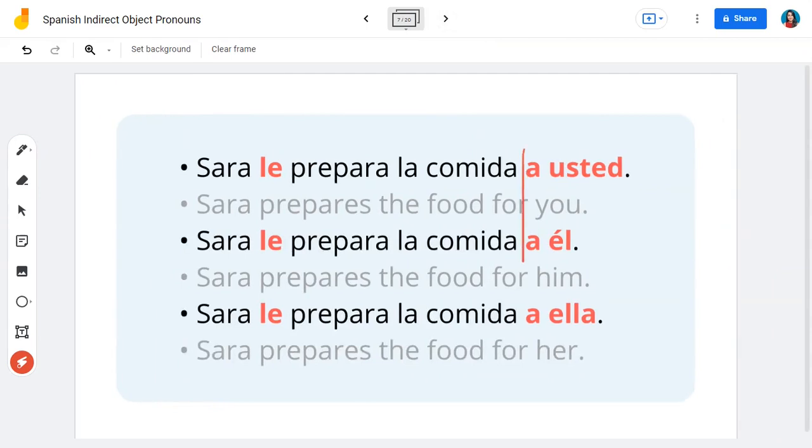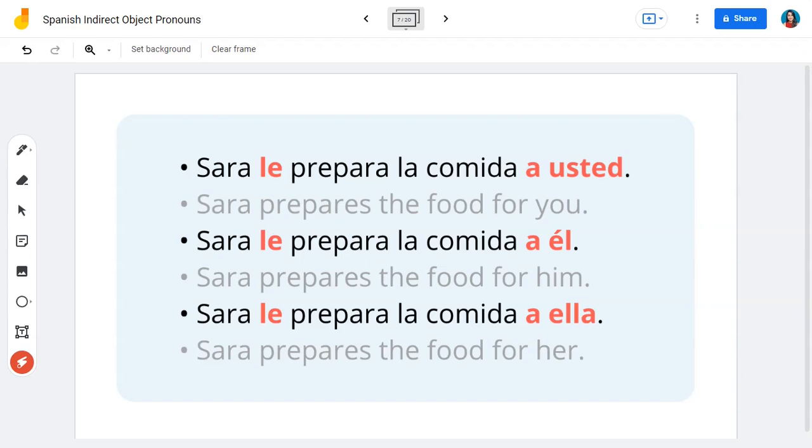So we can simply say, Sara le prepara la comida. All right? Sara le prepara la comida. But the meaning changes depending on the little phrase that clarifies le, right? Sara le prepara la comida a usted. Sara prepares the food for you. Sara le prepara la comida. Oh, to whom? A él. Sara prepares the food for him. Sara le prepara la comida a ella. Sara prepares the food for her, right? Sara le prepara la comida al perro. Sara prepares the food for the dog, for it, right?